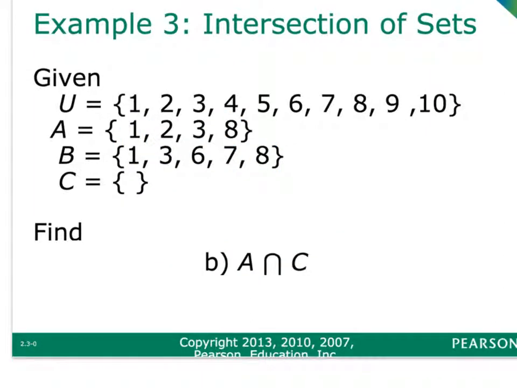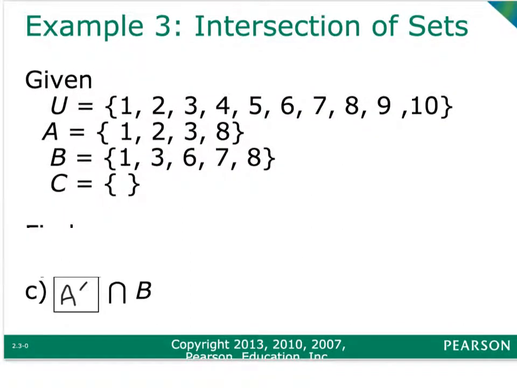Okay, they could change the question a little. So I'm going to give you the same set of numbers, but this time I want you to give me A intersection C. Well, set A are the numbers 1, 2, 3, and 8. Set C is empty. So what do A and C have in common? Well, nothing. Nothing in set A appears in set C. So their intersection is the empty set. They have nothing in common.